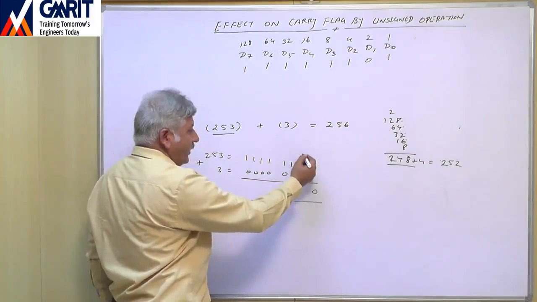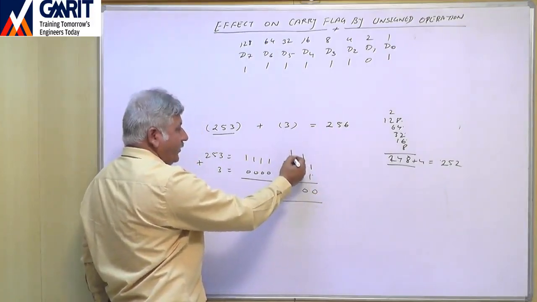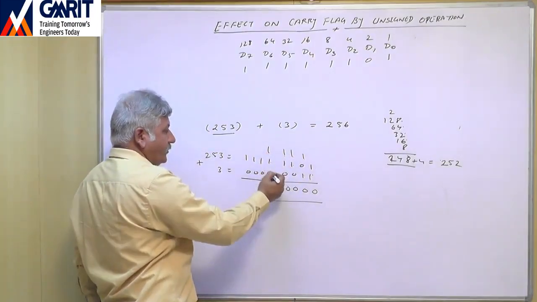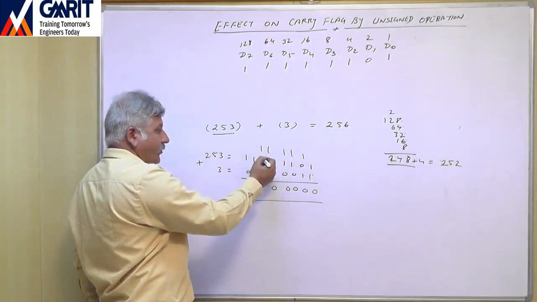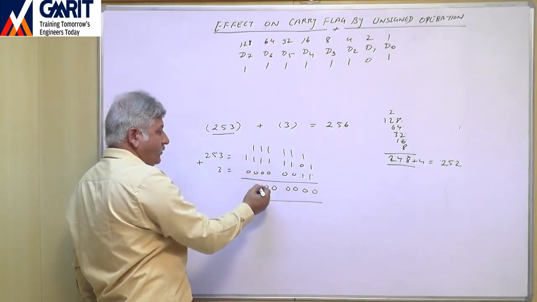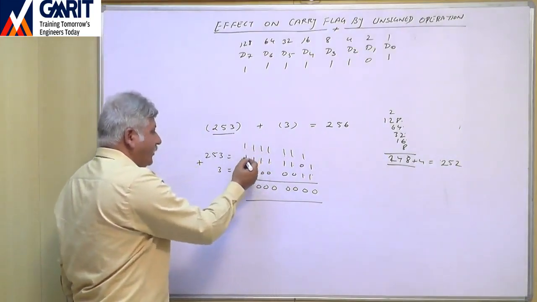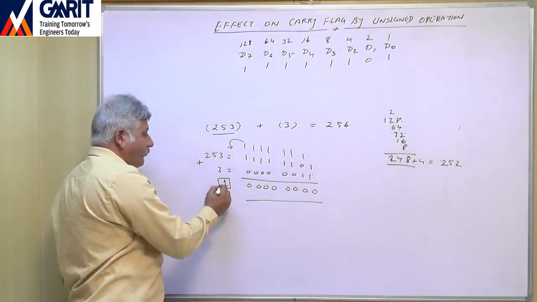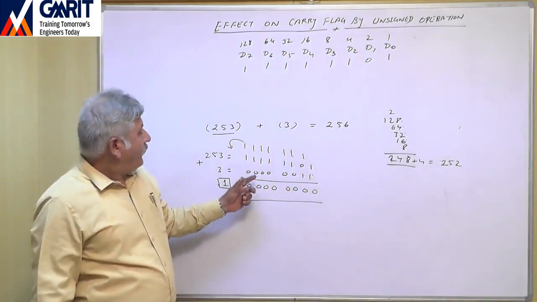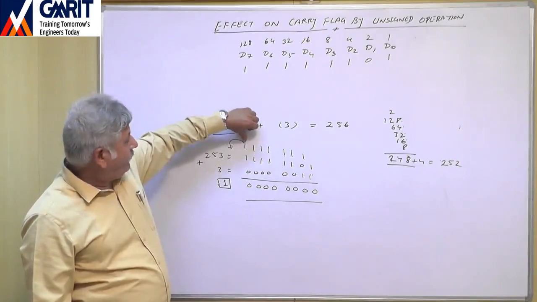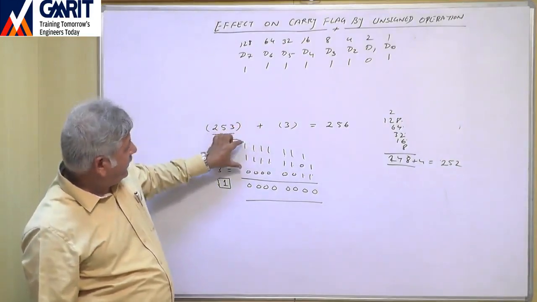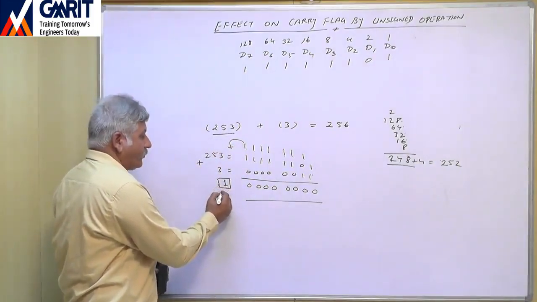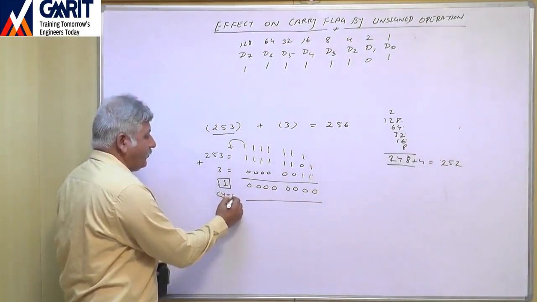1 plus 1 is 0, carry 1. This repeats at each bit position, and the last 1 plus 1 is 0, and finally there is one carry. We know that when a final carry is generated from the addition of the final two bits, this carry will be stored in the carry flag. So the carry flag is 1 now.